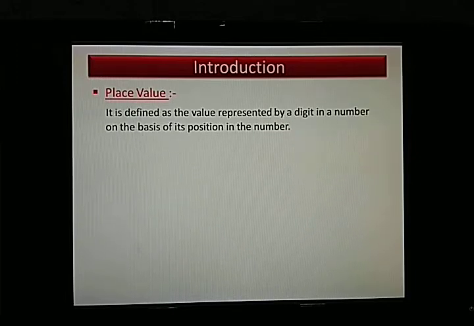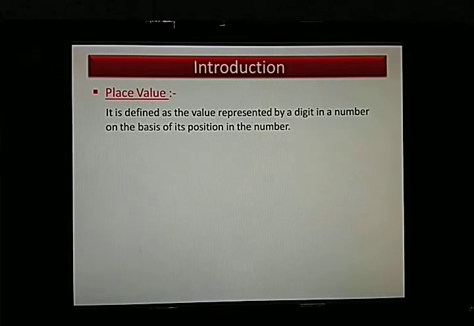Now, before beginning, we have to know something that is called place value. You might have heard this term called place value. Now, what is place value? It is defined as the value represented by a digit in a number on the basis of its position in the number. Suppose we are given a number and you are told to find the place value of the digits of the number.